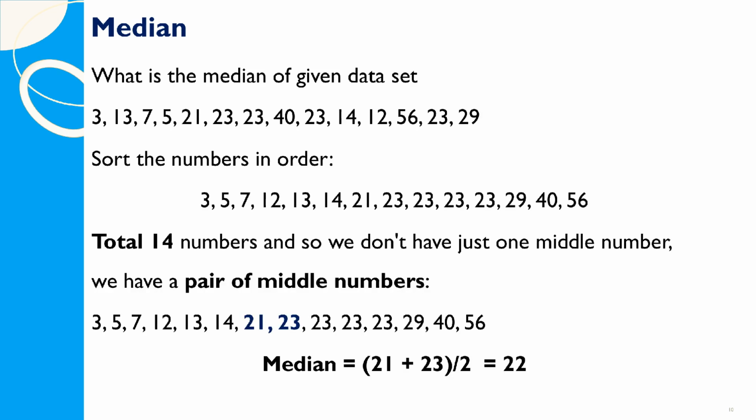To determine the median of the given dataset, first sort the numbers in ascending order. With a total of 14 numbers, the median is the average of the 7th and 8th values in the ordered list. Since the 7th value is 21 and the 8th value is 23, the median is 22.